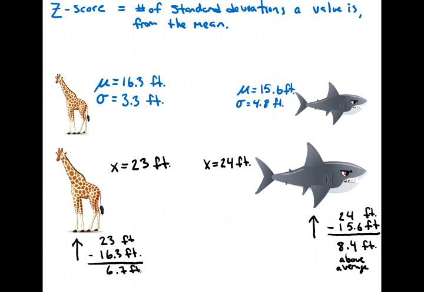above average. Well, we can't compare these two numbers because they're coming from different sets with different variations and different spreads. So we can't say the distance above average for the shark is more than the distance above average for the giraffe, 8.4 versus 6.7, because they're coming from different sets. What we have to do is convert them to z-scores. The z-score allows us to look at relative differences between sets or relative values within sets.